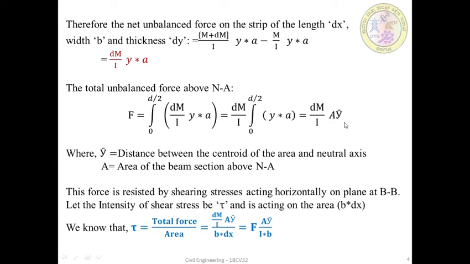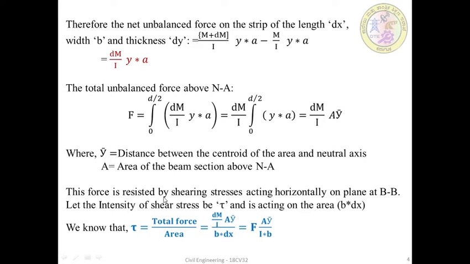So this is equal to dM by I into A into y bar. Capital A is the whole area above the neutral axis, and y bar is the distance between the centroid of the area and the neutral axis. Capital A is the area of the beam section above the neutral axis, and y bar is the distance between the centroid of that area and the neutral axis.